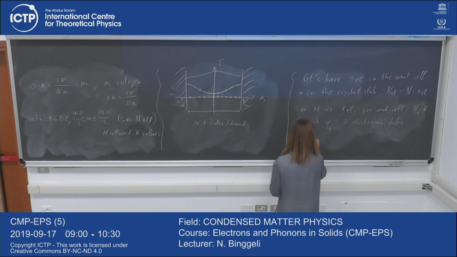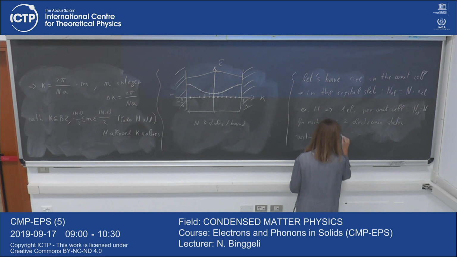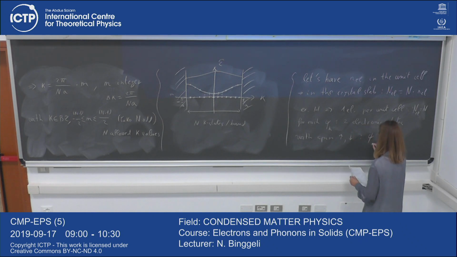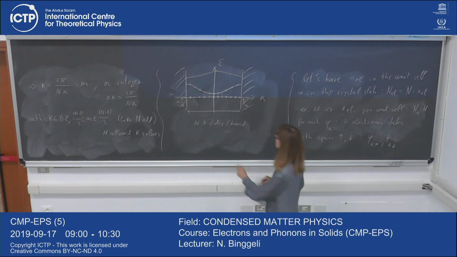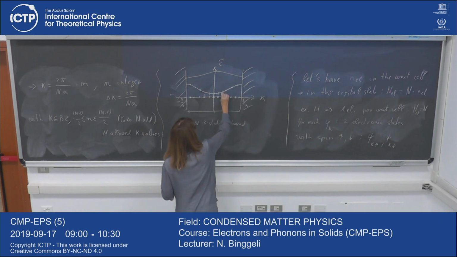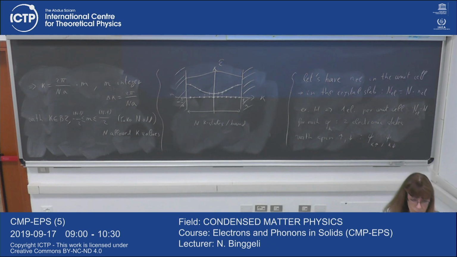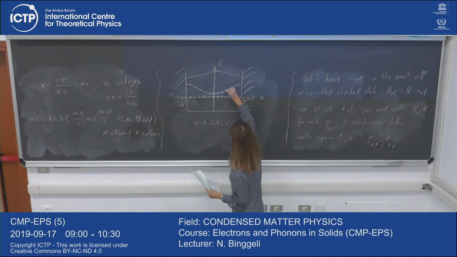So I can have two electronic states with spin up or spin down. So this means I have pk spin up and I have pk spin down. So for each of these states here, pk, I can occupy it with two electrons. I'm also, of course, here considering non-magnetic systems.